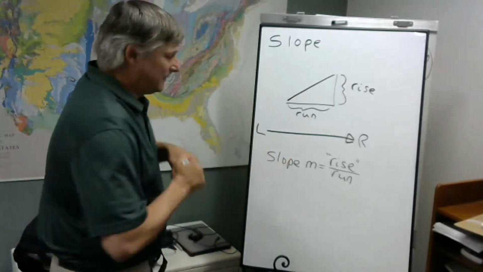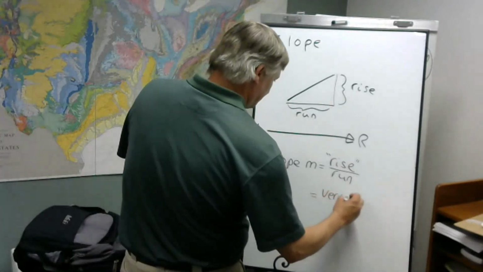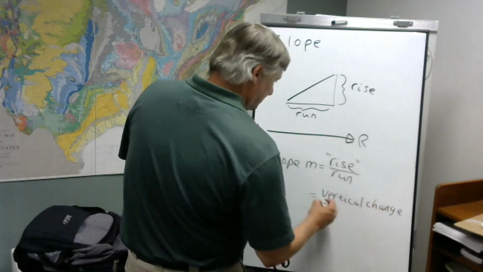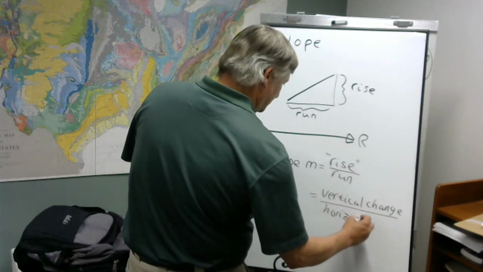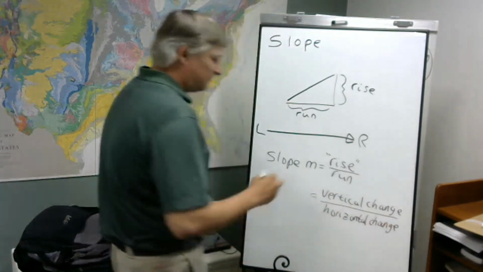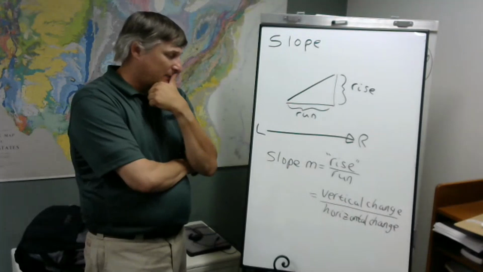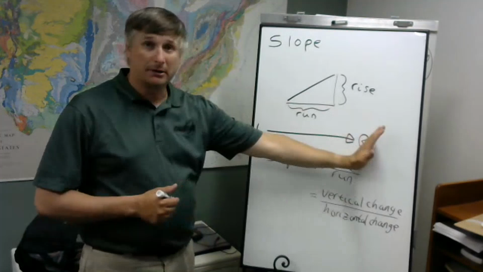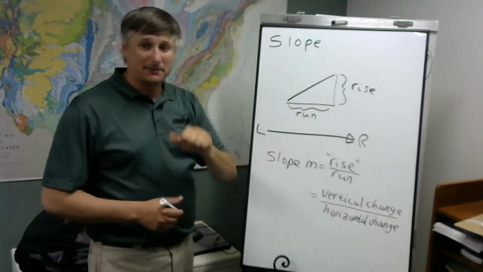But we can also look at it like this. We can define slope as vertical change over horizontal change. Vertical change over horizontal change. And so the thing here is if you have a positive vertical change, you're rising as we go left to right. If you have a negative vertical change, you're dropping as you go left to right.